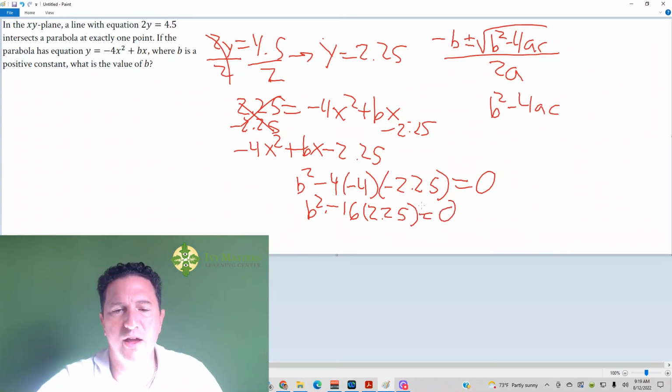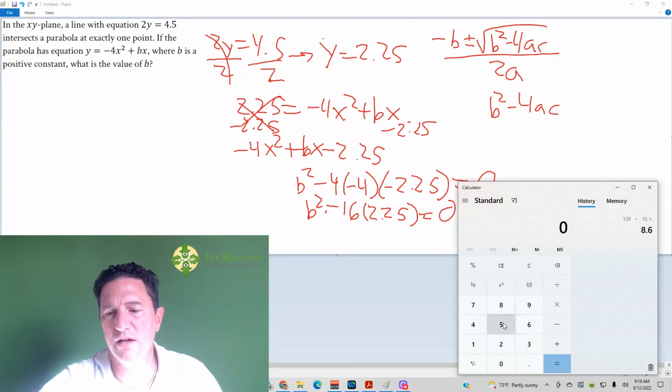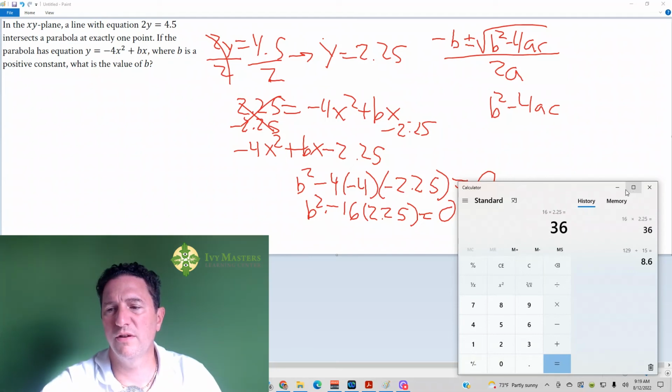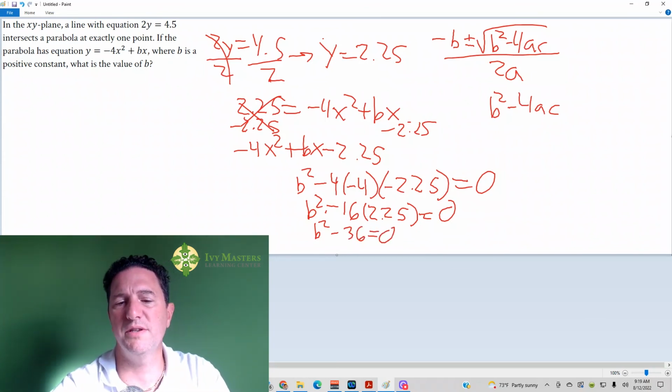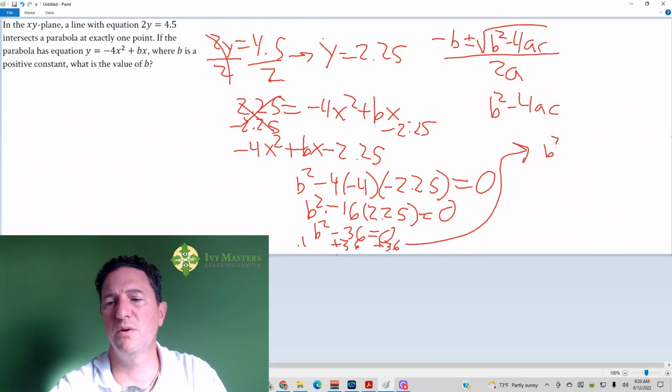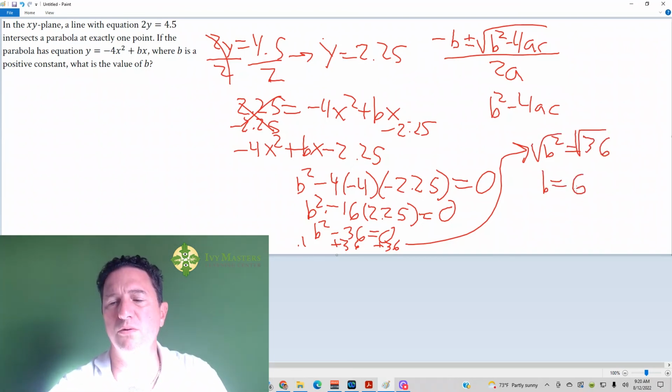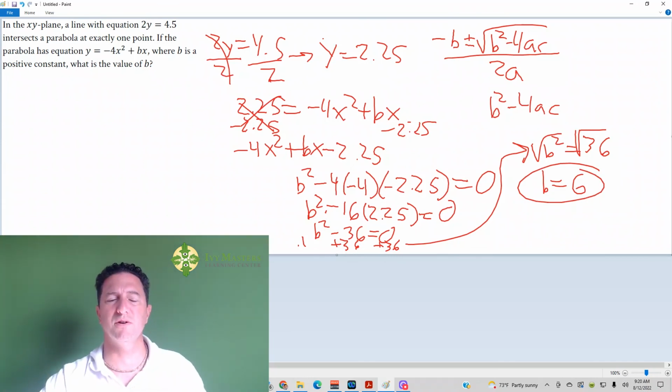And if you don't know that offhand, you can just take your handy dandy calculator. We've got 16 times 2.25, and you've got 36. So it becomes b squared minus 36 equals 0. You add 36 to both sides, plus 36, plus 36. I'm going to finish it up here. We've got b squared equals 36. Then you take the square root of both sides, and you get that b equals 6. That is your answer.